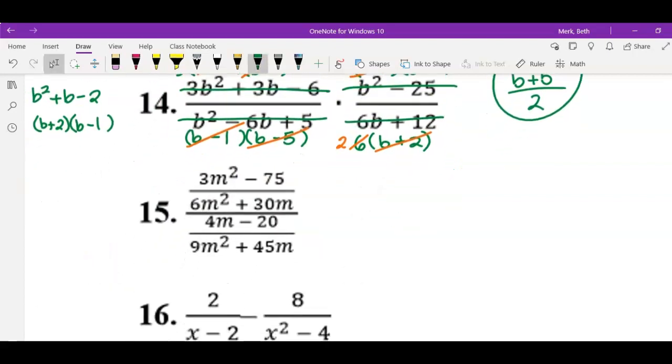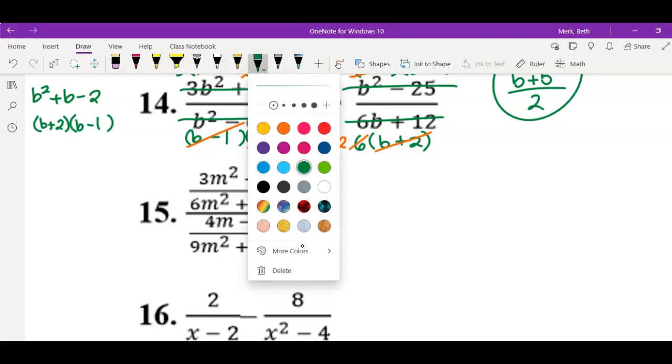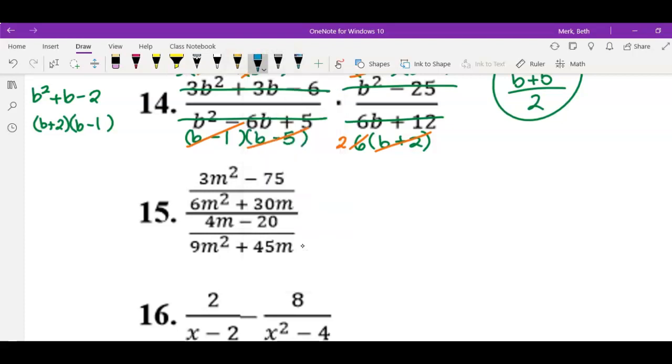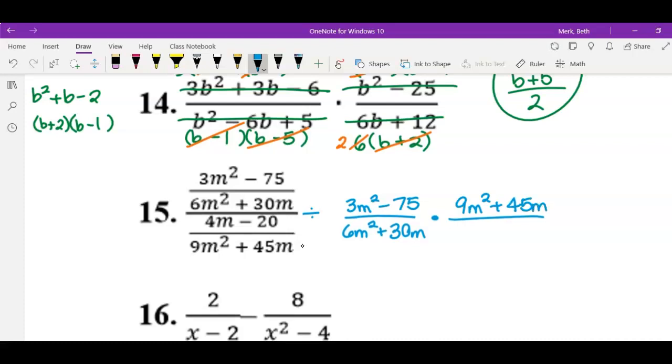Number 15 looks kind of complicated. It's not too bad though. We have a fraction divided by another fraction. So we're going to just rewrite this, 3m squared minus 75 over 6m squared plus 30m. Change the sign to multiplication and flip the second fraction. 9m squared plus 45 is now my numerator, and 4m minus 20 is now my denominator.